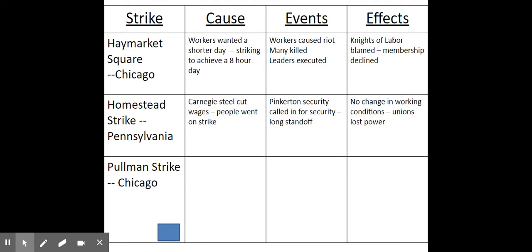Okay, so Mr. Pullman is cutting wages by 25%, but making these people live in his company town and buy products from his company store, and those prices and those rents aren't decreasing. Desperate, the workers turned to the American Railway Union, because remember, anybody that works for the railroad can join the American Railway Union, led by Eugene Debs.